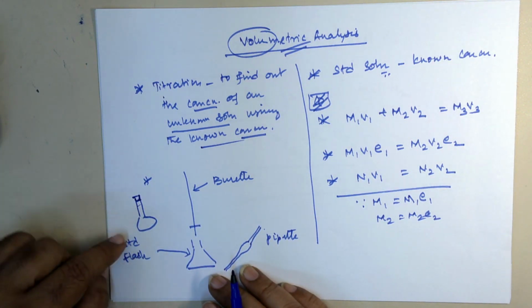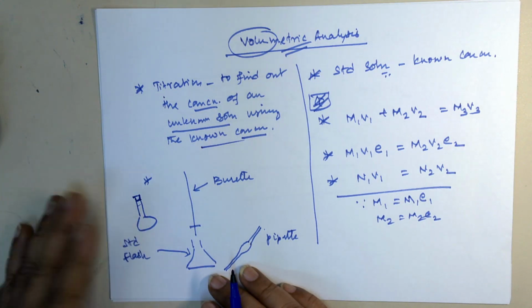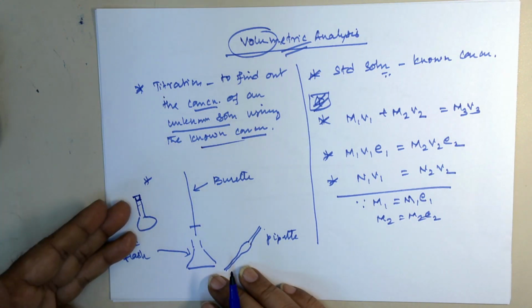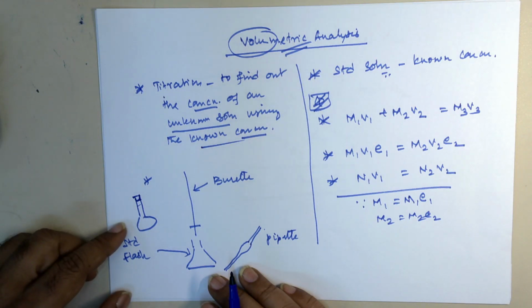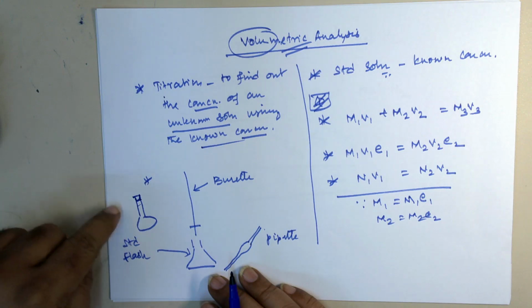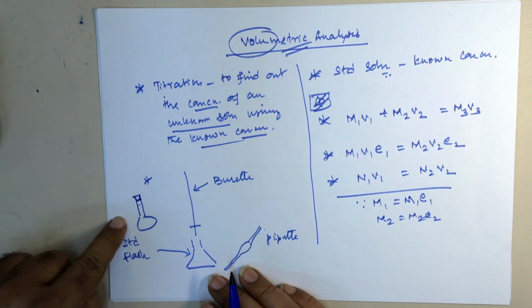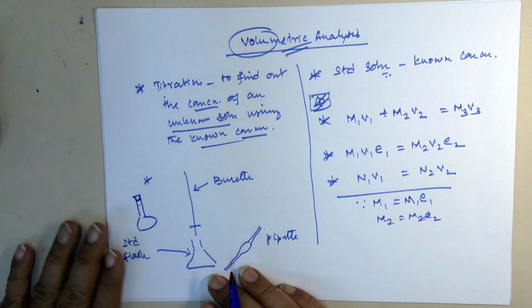So you have to prepare the standard solution here by weighing a certain quantity. Once you know the weight of the salt and the volume of the solution, you can arrive at the concentration of the solution, and that is the standard solution, the known solution, the solution of known concentration. Do you understand this? Right.